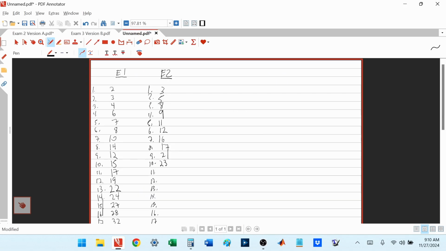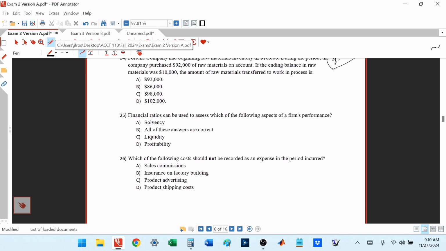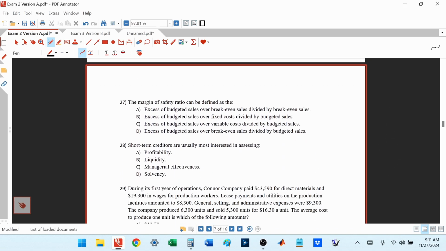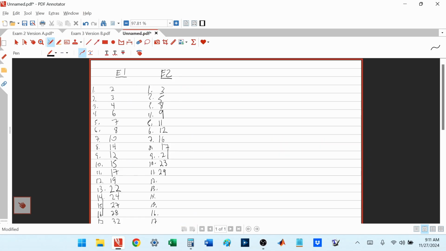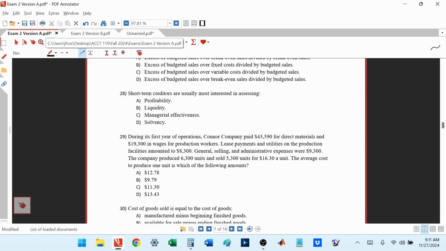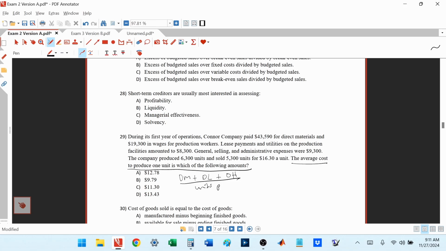So we did 23. Let's do 29. The average cost to produce 1 unit. So the product cost per unit. The product cost is the direct materials cost plus the direct labor cost plus the manufacturing overhead cost. Divide that all by the units produced to get the product cost per unit.